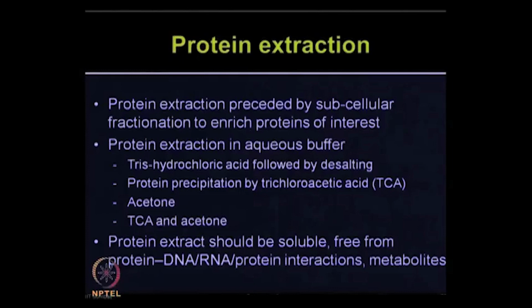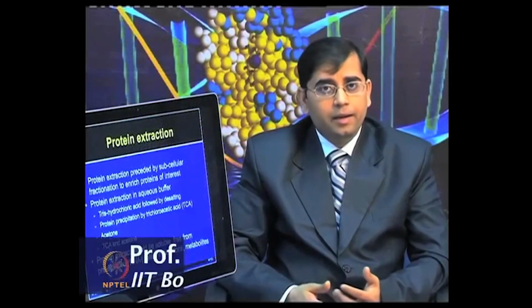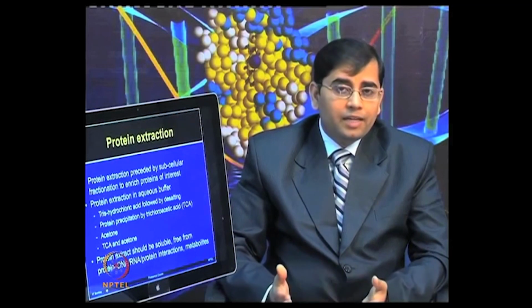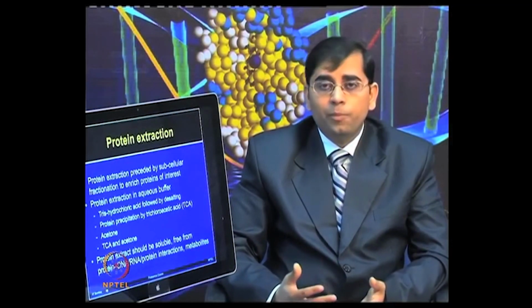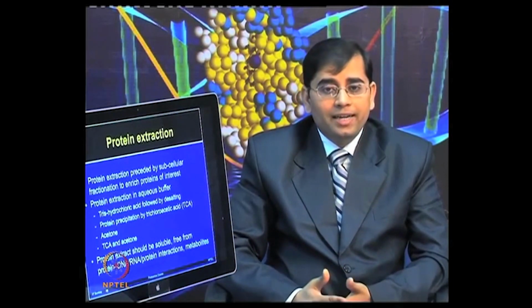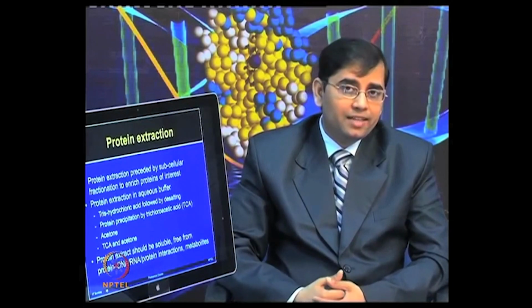I will give you more specific composition and recipe when I talk about specific examples, how to perform protein extraction for serum, bacteria and plants. So, protein extracts should be soluble, free from protein to protein interactions, protein to DNA or protein to RNA interactions. Similarly, there are other cellular components present, and those should be effectively removed. No metabolites should be interfering in your protein extract.